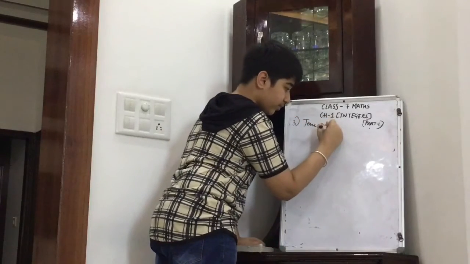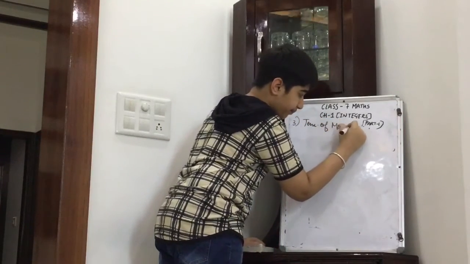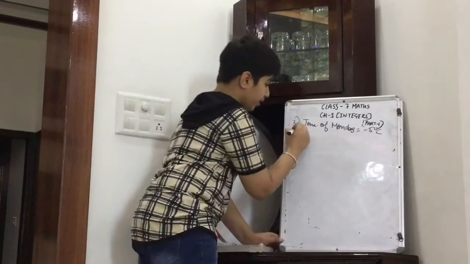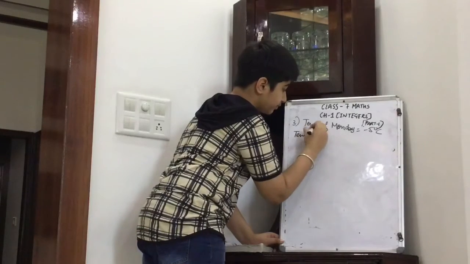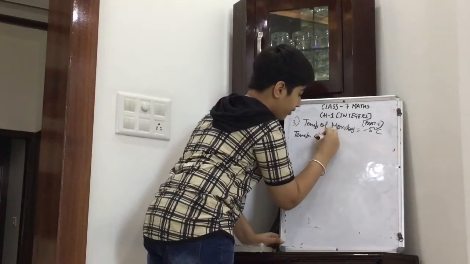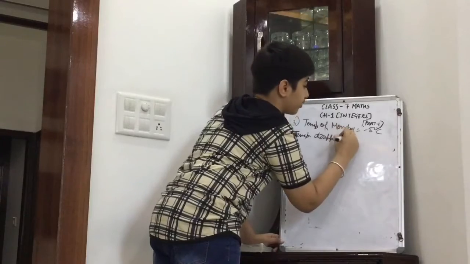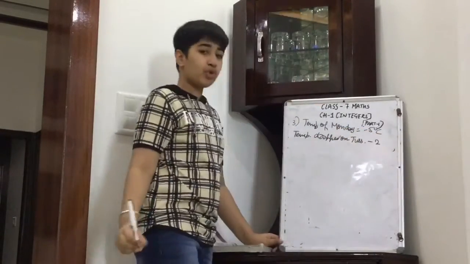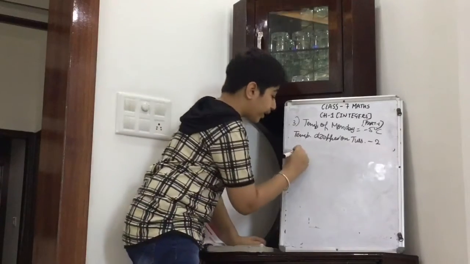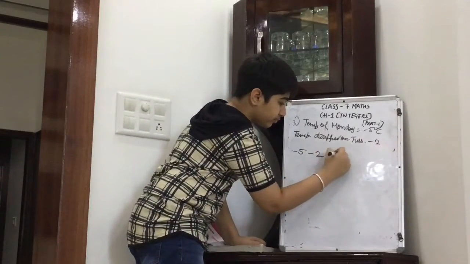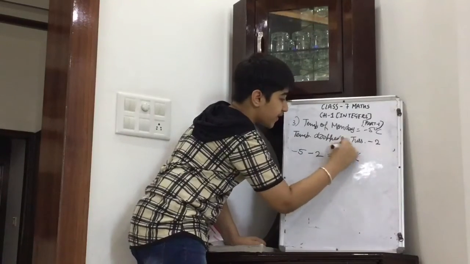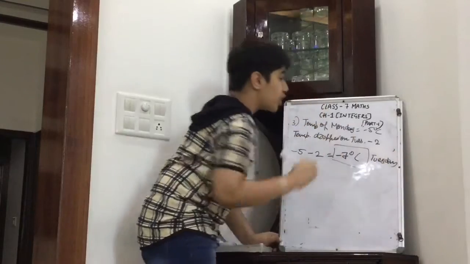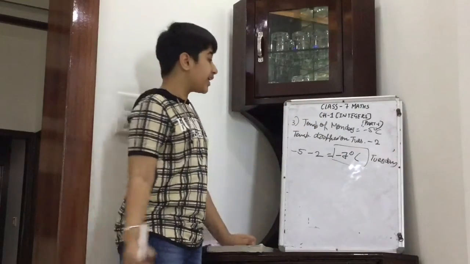Temperature on Monday is equal to minus 4 degrees Celsius, right? The temperature dropped on Tuesday, minus 2. So when the temperature is dropped, we can simply do minus 7 degrees Celsius is the temperature on Tuesday. So the temperature on Tuesday is minus 7 degrees Celsius.